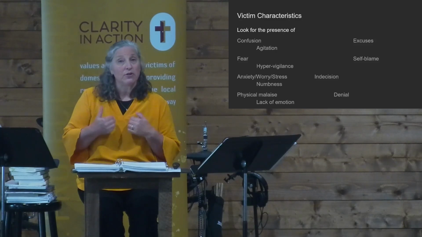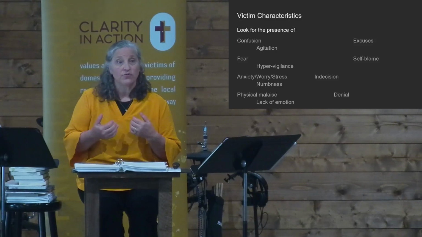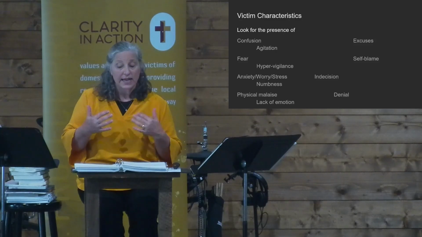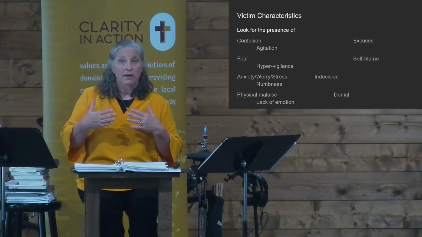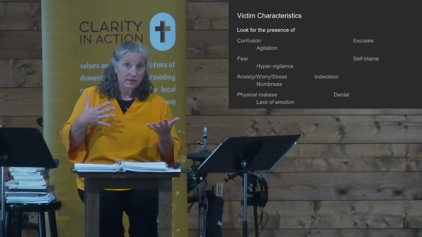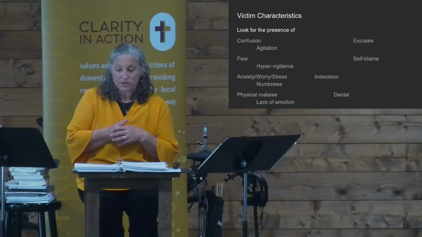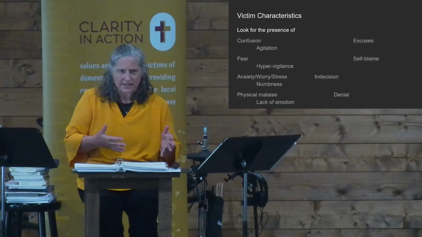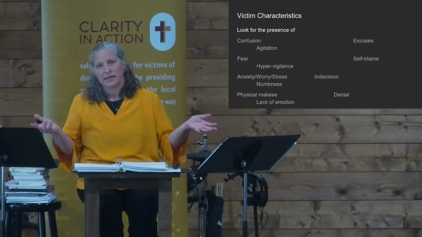Self-blame. If she's blaming herself for marriage issues, for struggles in the marriage, everything is always her fault, that's going to be perhaps an evidence that she's a victim of abuse. Indecision, like she questions her thoughts. She can't make decisions. She's extremely indecisive.